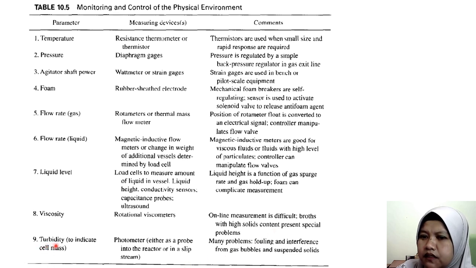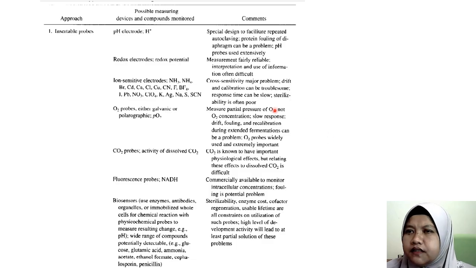Another one is turbidity to indicate the cell mass in the vessel. They use the photometer either as a probe into the reactor or in a slit stream. They have many problems, fouling and interference from gas bubbles and suspended solids. Here is the approach to monitor and control the chemical environment in the vessel. They use insertable probes such as the pH electrode, redox electrodes, ion sensitive electrodes, oxygen probes, carbon dioxide probes, fluorescence probe, and also the biosensors.